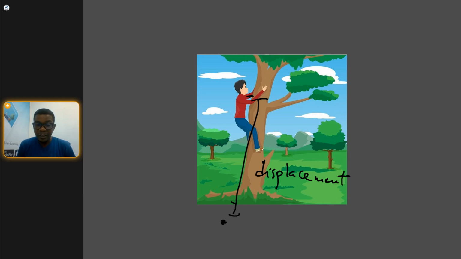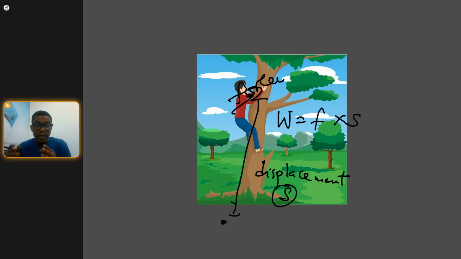He's applying force, and that is why he's moving. So he's applying force while he's holding the tree. He's applying a force to move in the upward direction. So force is applied, and the distance is covered, which is s. So work done here will now be force times what? Distance covered. Force times distance covered. So a man climbing a tree is also performing a work. A man coming down a tree is also performing a work, yes, because there is a displacement from the top of the tree to the ground.